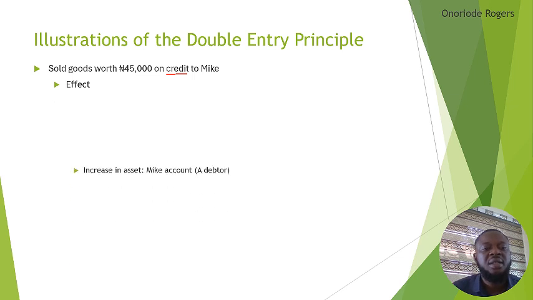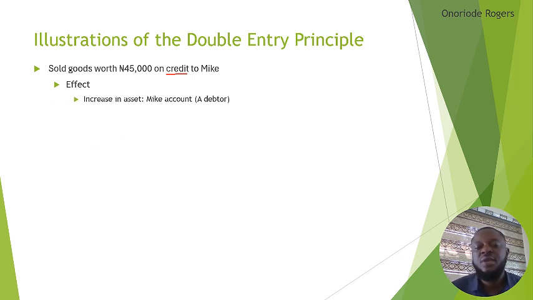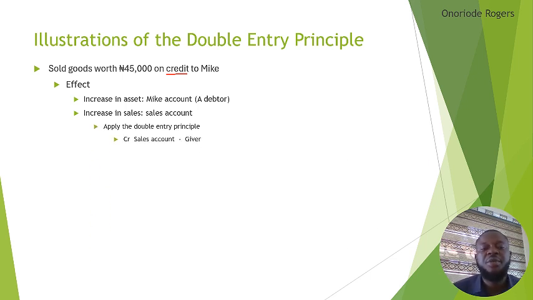So what will be the effect here? The effect is that the asset is going to increase, which is Mike's account. Mike now is a debtor to the company, and the company expects to receive a cash flow from Mike in future dates. Then the second one is that there will be an increase in sales. Sales account is going to increase, that means revenue is going to improve. So revenue is definitely going to increase. Now applying the principle, we say credit sales account, which is the giver, sales is giving out, credit sales account, then debit Mike's account, because Mike is the one receiving the goods.